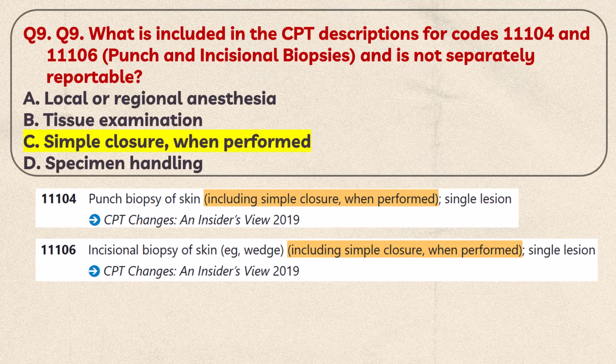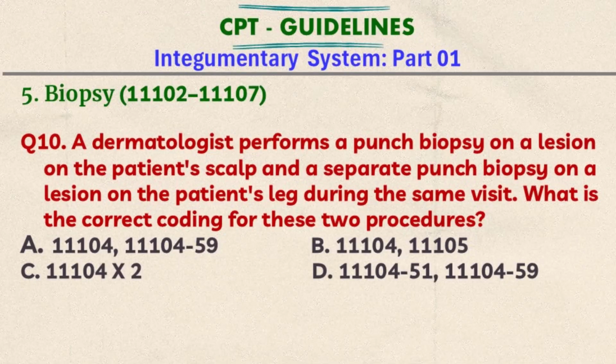The correct answer is C, simple closure when performed. When you see the description of each code, you can see within brackets, including simple closure when performed. Both codes are described like that, so you need not separately code the simple closure. Question number 10.